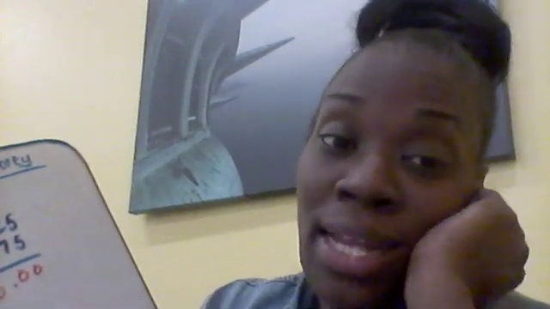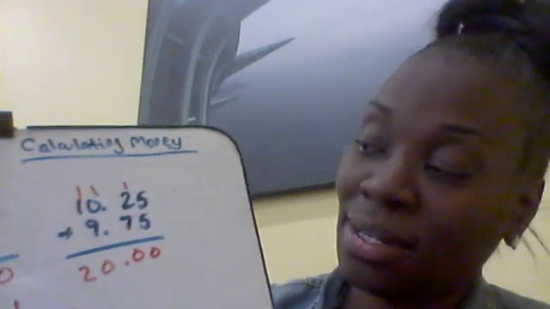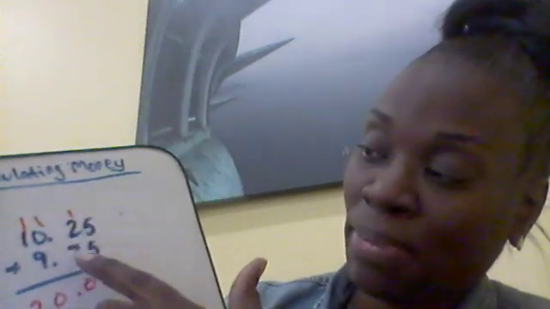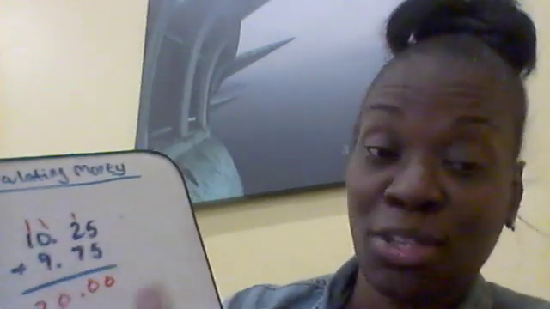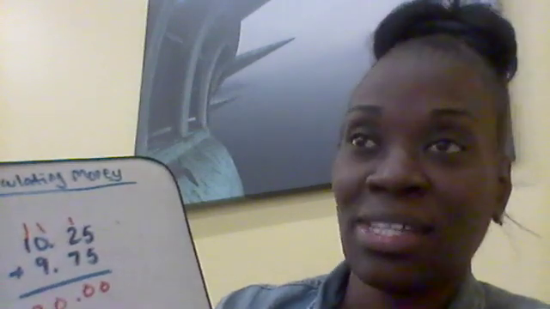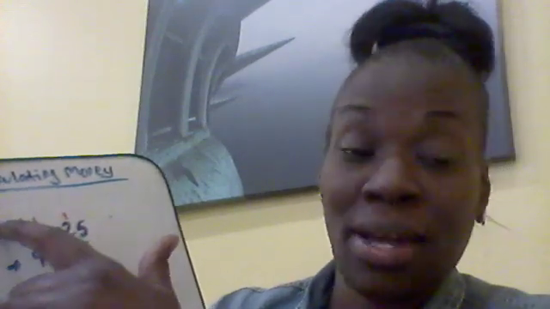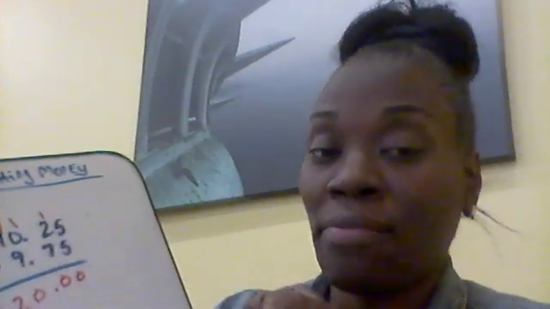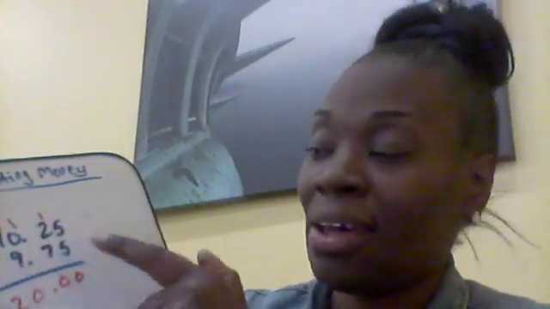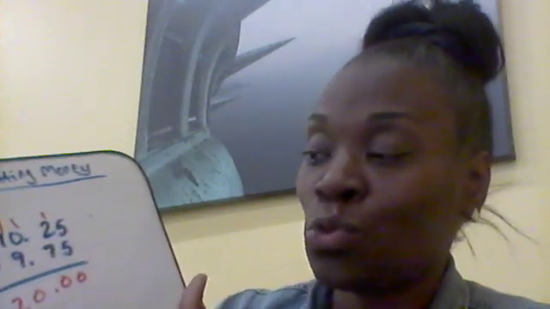Let's look at the second problem. If you have $10.25 and you add $9.75, how much would you have? 5 plus 5 is 10. You carry the 1. 3 plus 7 is 10. Carry the 1. You have a 10 again. You carry the 1. 20. So $10.25 plus $9.75 is equal to $20.